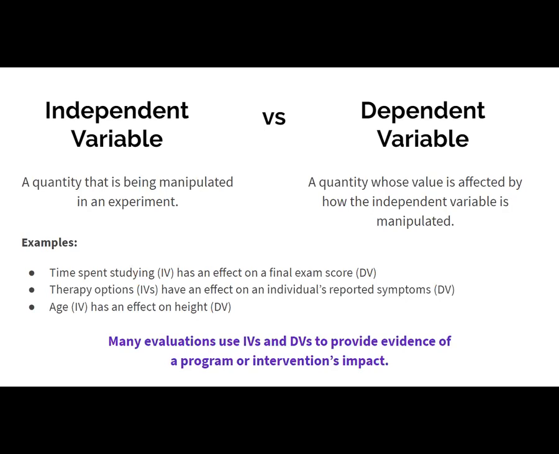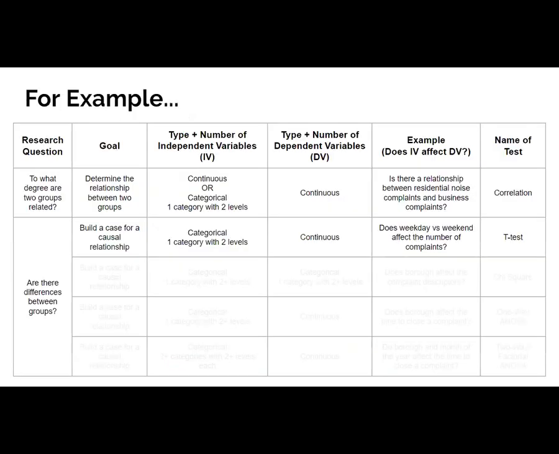And then the final note at the bottom, many evaluations use independent variables and dependent variables to provide evidence of a program or an intervention's effect. Once you have identified what your independent variables are and your dependent variables, you're able to, like I said, run this test and be able to say, okay, one thing caused the other. So this grid is going to carry us through class, and we'll fill this in as we go. But this is just a way of organizing what we've done already and what we're going to continue to do.